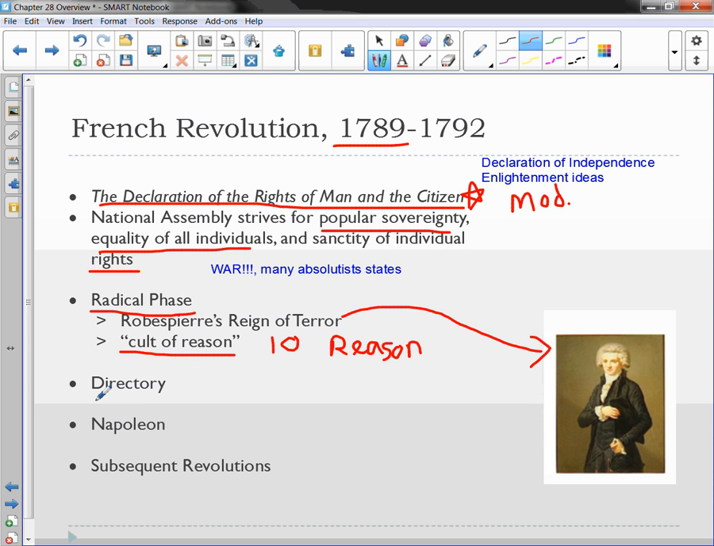So France takes a more conservative approach after the end of the Reign of Terror and the killing of Robespierre with the guillotine, and moves into the Directory. The Directory is a more conservative part of the revolution, but France is still at war and they're very slow to act. So one of the directors, Napoleon, takes over. This leads France into a dictatorial regime.